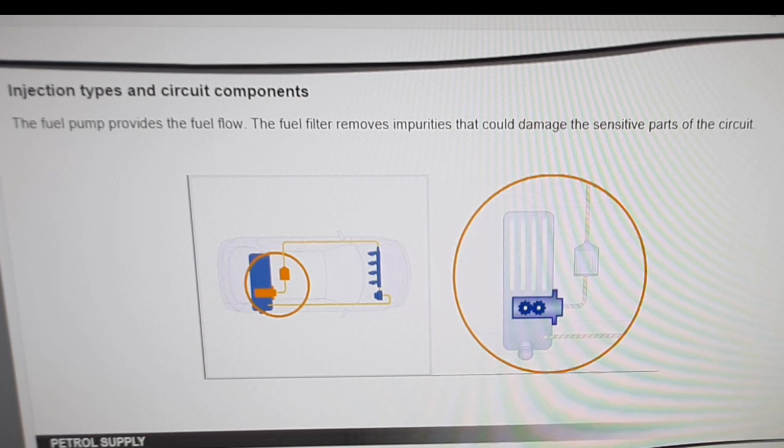The fuel pump sucks up the fuel from the tank and feeds the circuit. The fuel pump provides the fuel flow. The fuel filter removes impurities that could damage the sensitive parts of the circuit.